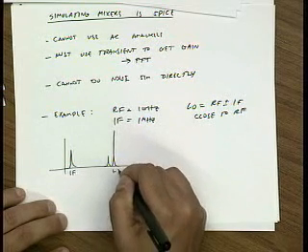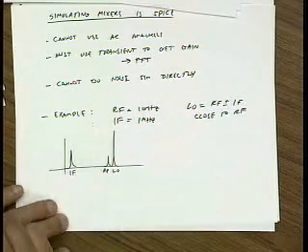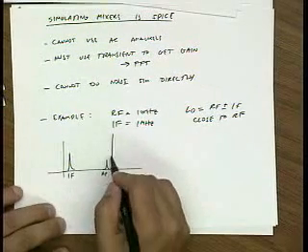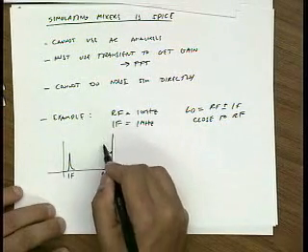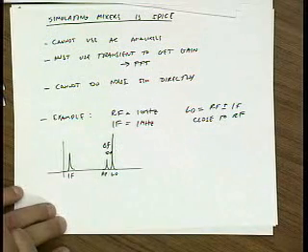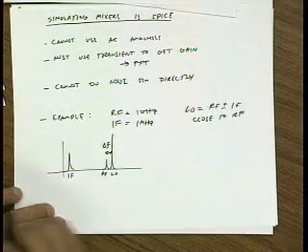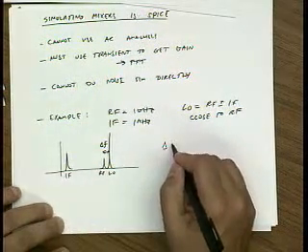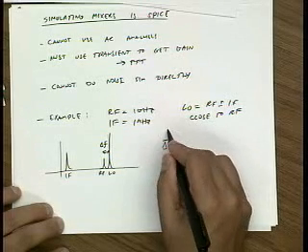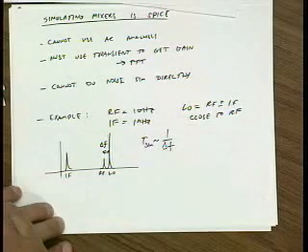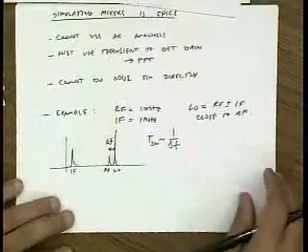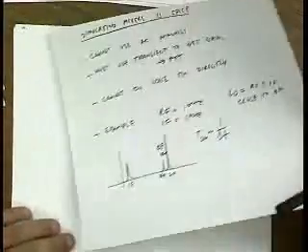So let's say this is our LO, this is our RF, and this is our IF. So I need to resolve a frequency spacing delta F. Okay? And to do that, I need to run simulations on the order of 1 over delta F. Okay? Let me remind you of where that comes from.